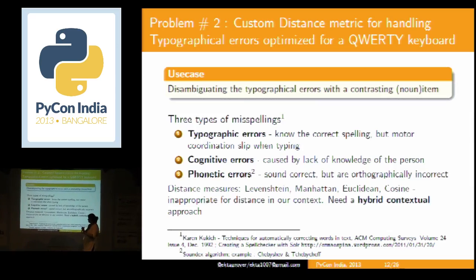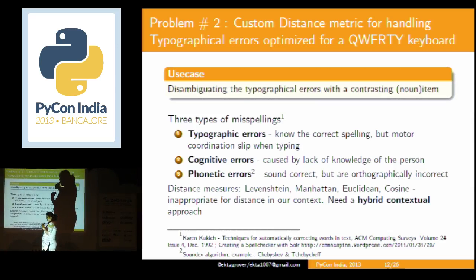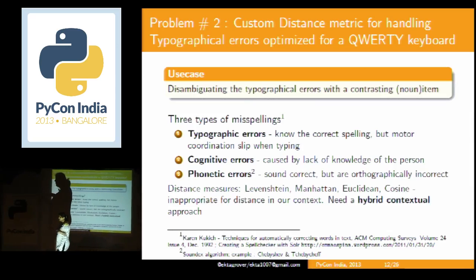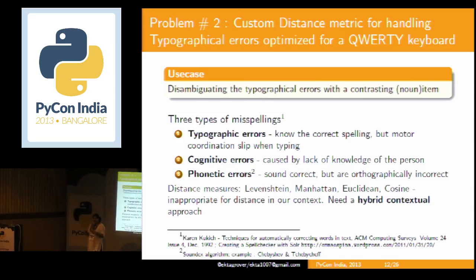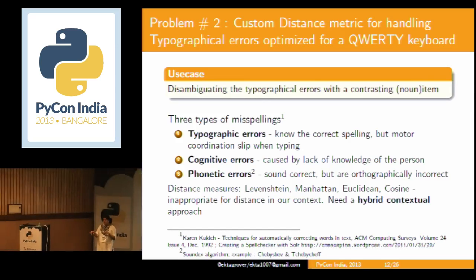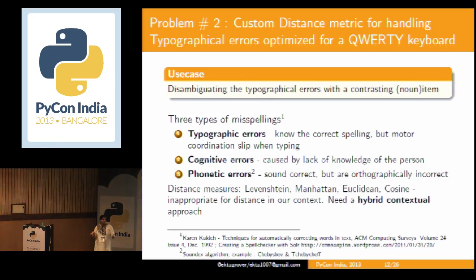The first is the typos when I know the spelling, but there's a motor coordination slip. A motor coordination slip typically means that I wanted to type a character on the left of the keyboard, but I typed it from the right. It just swaps. Or you wanted to type Q, but you typed a character that is adjacent to that in either direction. Then there's a cognitive error: I generally don't know the spelling. Then there are phonetic errors, when a word sounds correct, but it's actually incorrect.